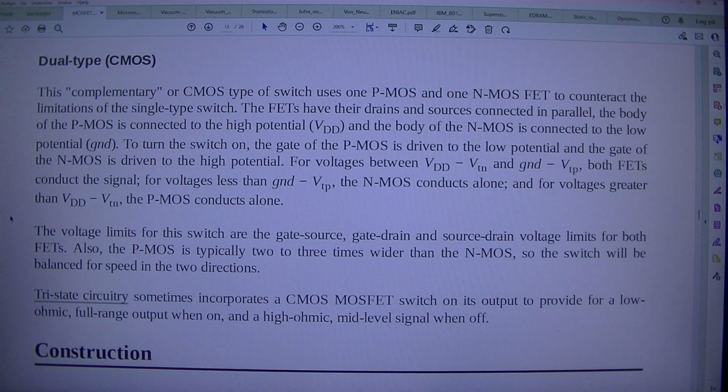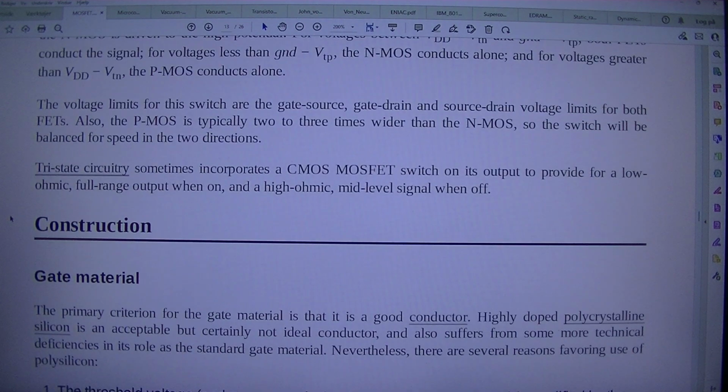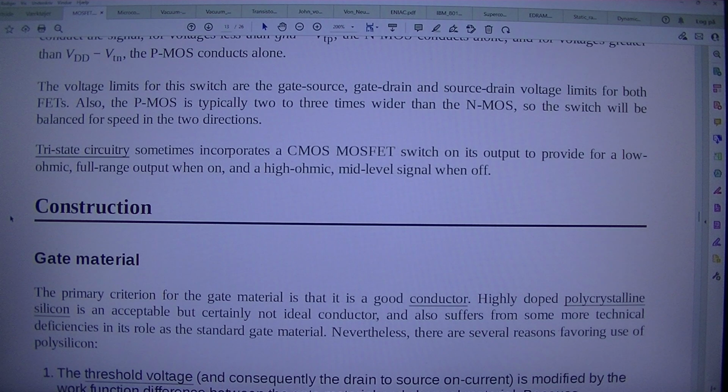The voltage limits for this switch are the gate-source, gate-drain and source-drain voltage limits for both FETs. Also, the PMOS is typically 2 to 3 times wider than the NMOS, so the switch will be balanced for speed in the two directions. Tri-state circuitry sometimes incorporates a PMOS MOSFET switch on its output to provide for a low ohmic, full range output when on, and a high ohmic, mid-level signal when off.